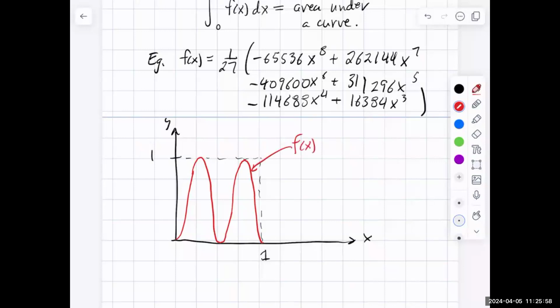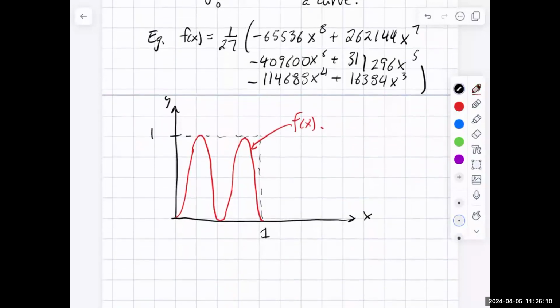But that's only on that interval? Only on that interval, yeah. So it could do different things past x equals 1 or on the other side of x equals 0. Yeah. Okay, so on x between 0 and 1, this function fits within the unit square.